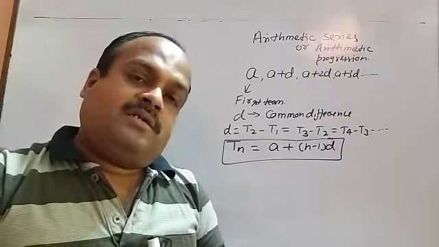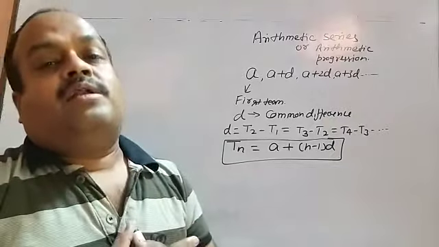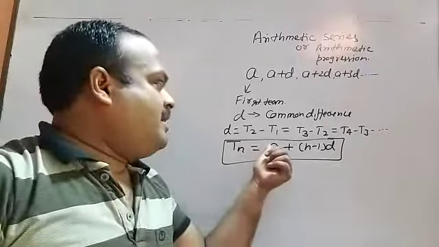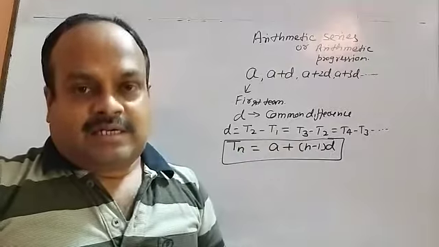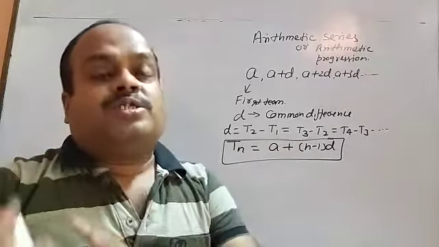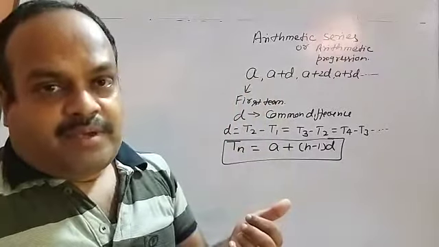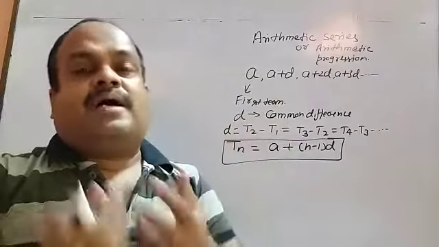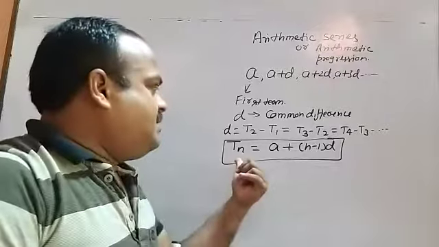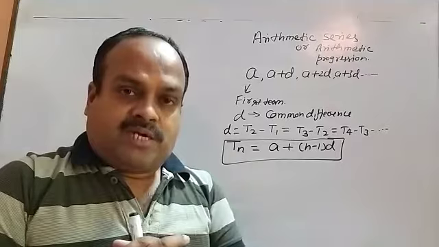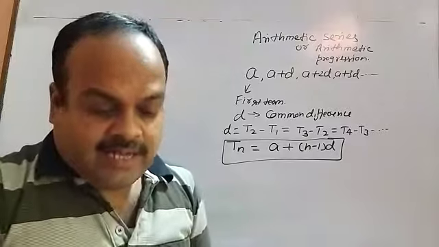If we want the number placed at the 10th place, the value of n will be 10, and the formula will be a plus 9d, because 10 minus 1 becomes 9. So if we know the first term of an AP, which is a, and the common difference of the AP, which is d, we can find out a term placed at any place using this formula. So I am going to solve today the questions of exercise 9A, my dear students.